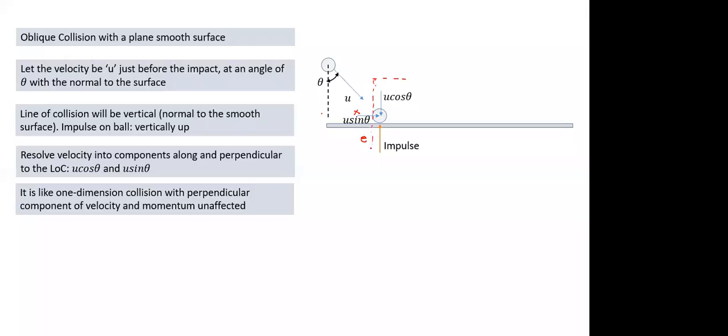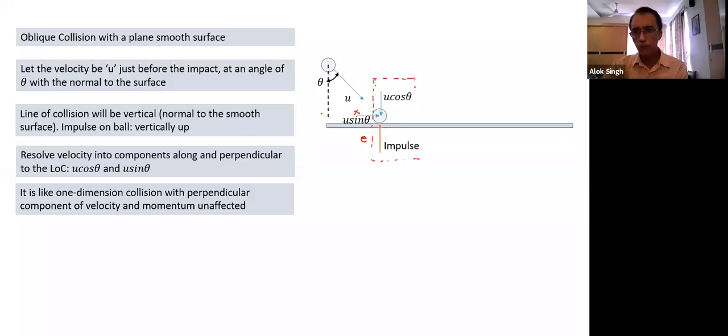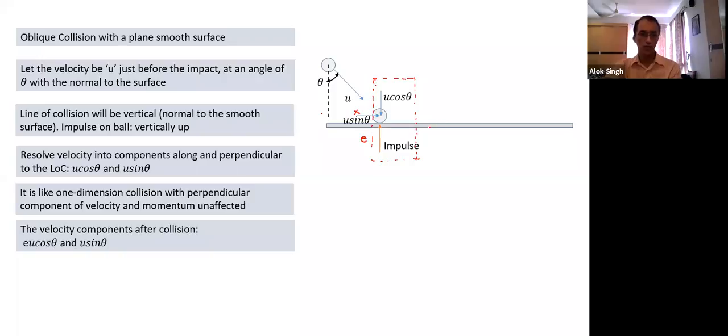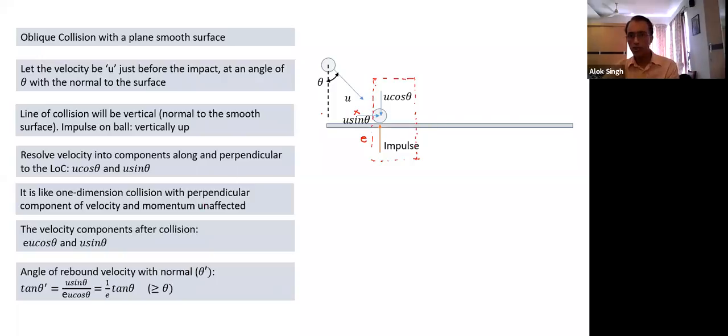So in the case of one-dimensional collision, which we just did, if the ball hits the floor with velocity u, what velocity bounces back in the opposite direction? e times u. That's what was needed. The velocity components after collision will become like this. This will remain the same, u sin theta. It will become e times u cos theta. Was it difficult, Khyati?